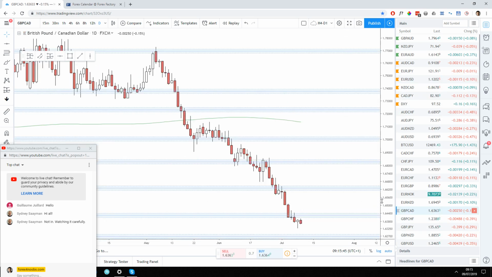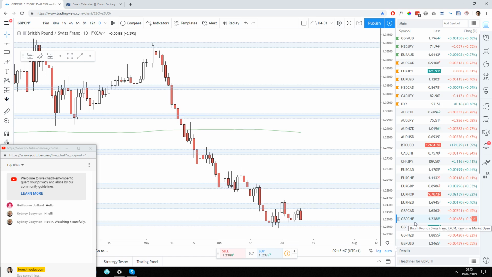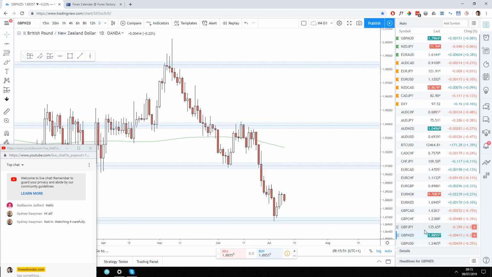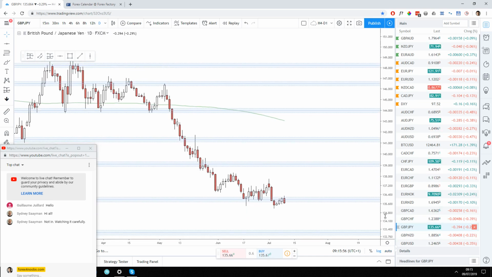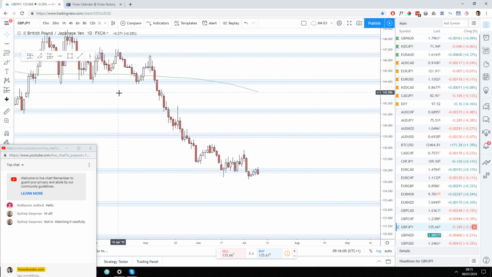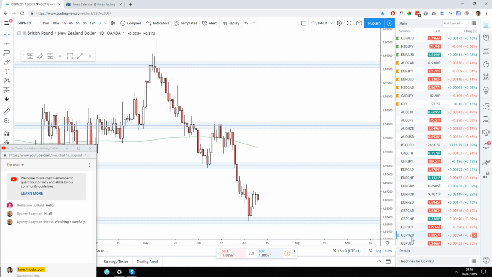That looks good. GBPCAD, nothing. GBPCHF, yeah, nothing, guys. I'm not convinced of a short on GBPJPY. I know some of you are thinking of going short as a continuation type thing, but I'm just not convinced it's fully broken this support area, so I'm not doing anything there.